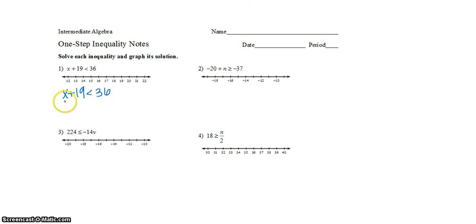I want to get to the x, so I need to undo the plus 19, so I subtract 19 from both sides. So I have x, I don't do anything to that less than symbol, I just leave it alone. And then 36 minus 19 is 17. So that's my answer. I need to graph that up here. X is less than 17 is going to be an open circle.